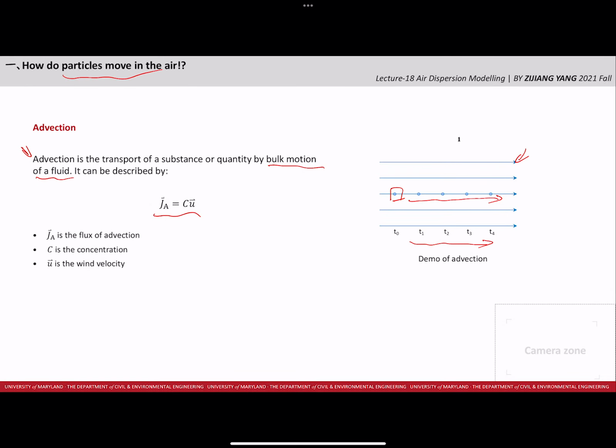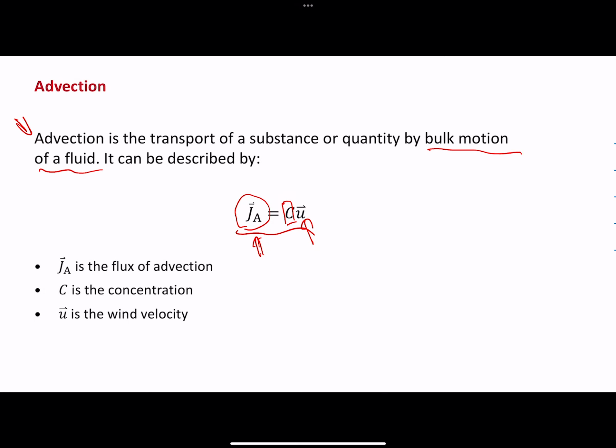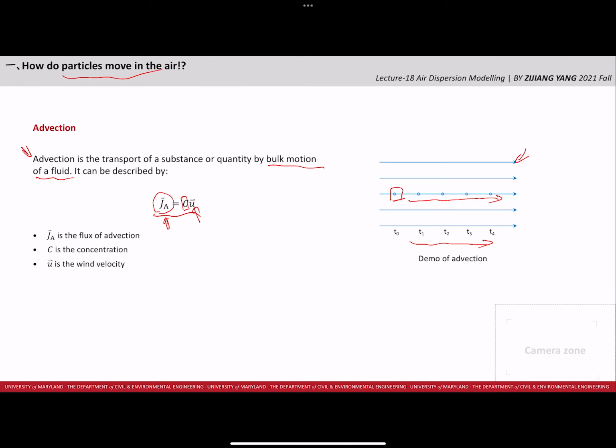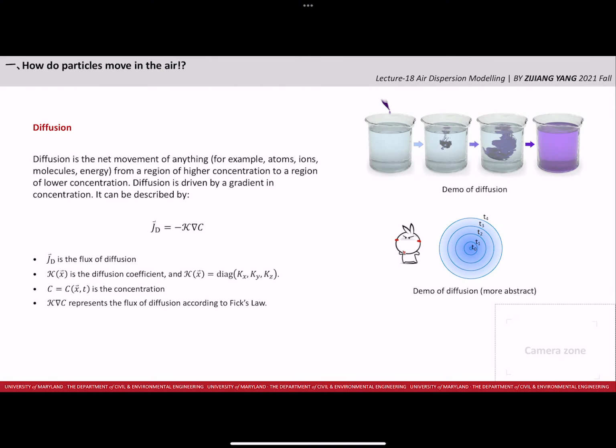And this is advection. It can be described by this: this is a flux, and this is a concentration, and the U here refers to the wind velocity. Note that the wind has its direction and magnitude, so it is a vector. Similarly, the flux is also a vector. This is advection. The next one is diffusion.